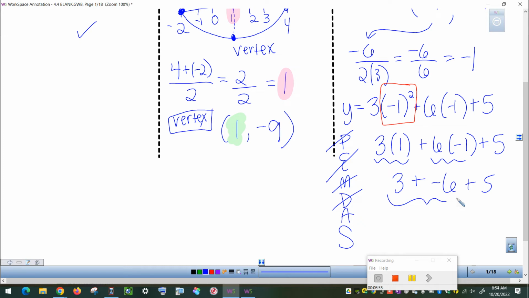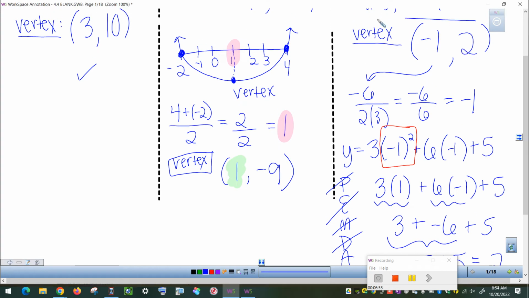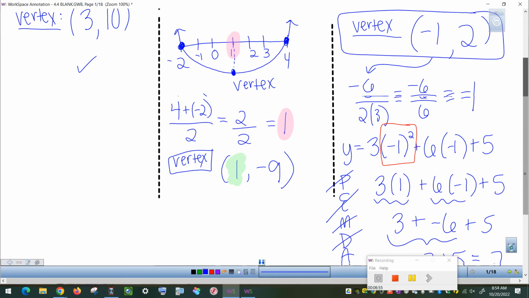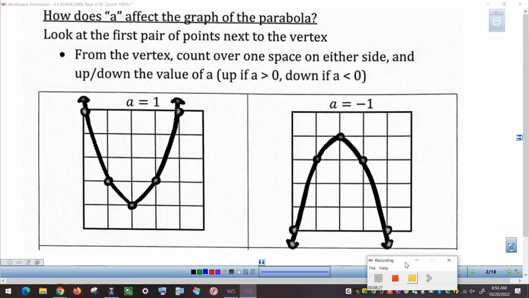So let's start by doing, what's 3 plus negative 6? Beautiful. And what's negative 3 plus 5? 2. Okay. What is the meaning of that 2 that we just got? That's the y value of the vertex. That's right. So we're going to go back up here. There's our answer for the vertex. So the 2 that we got when we plugged it in, that's the y value. There's nothing that you need to write down here, but this is just a paper that you could go back and reference.